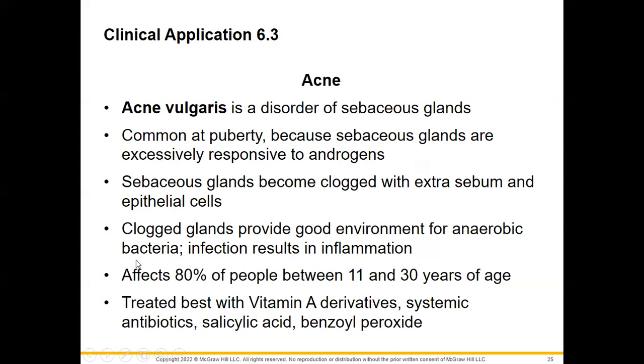About 80% of people that are between the ages of 11 and 30 can have acne vulgaris. Commonly, it is treated with vitamin A derivatives. You can treat it with antibiotics, salicylic acid, so that is the same type of acid that is in things like aspirin, and then benzoyl peroxide.